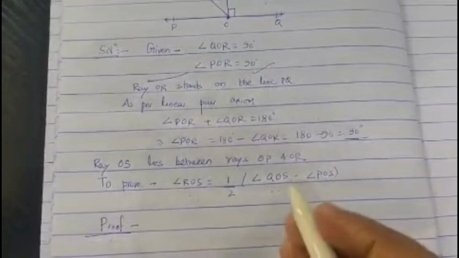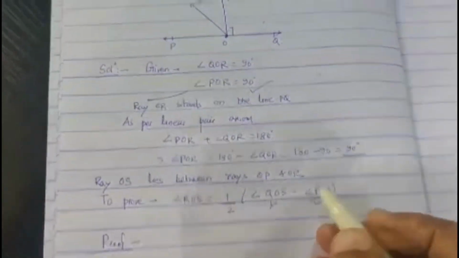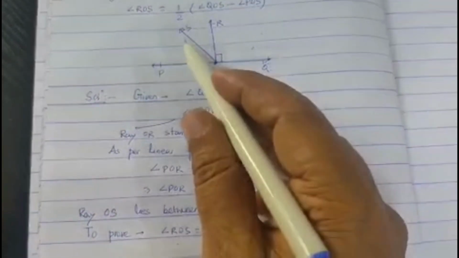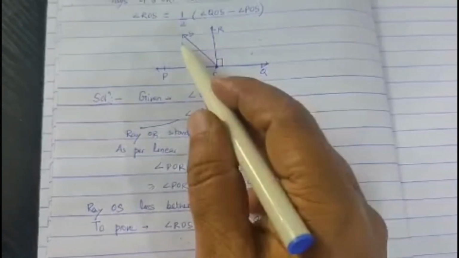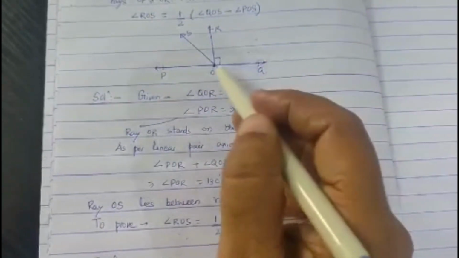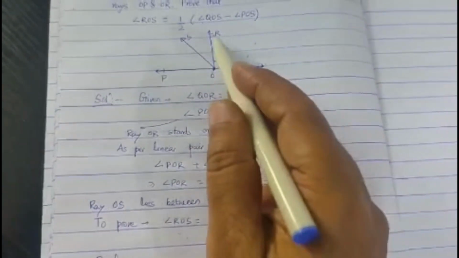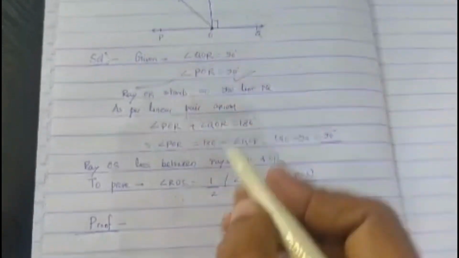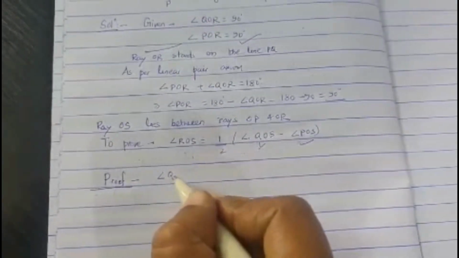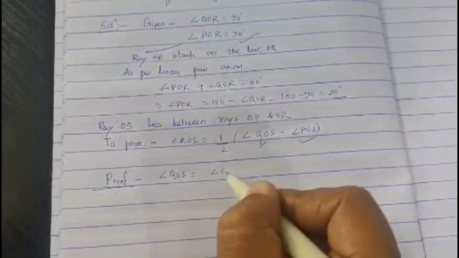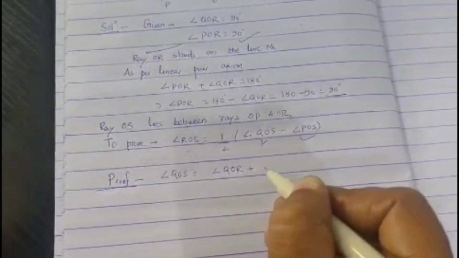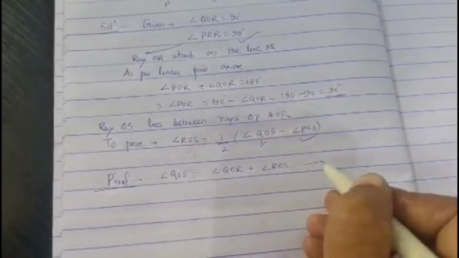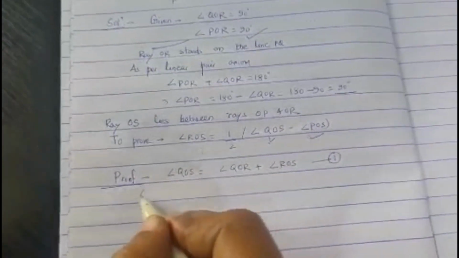Okay, let's start with this angle QOS and angle POS. Okay, so QOS is equal to QOR plus ROS. We can write angle QOS is equal to angle QOR plus angle ROS. Let us take this as equation 1.